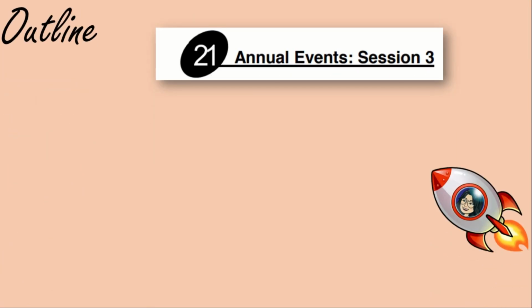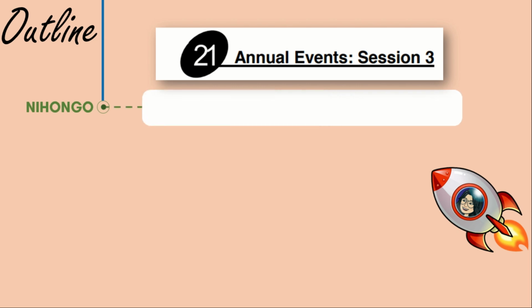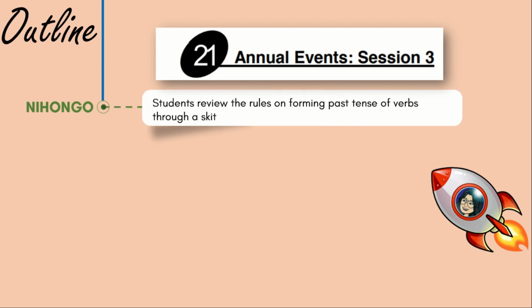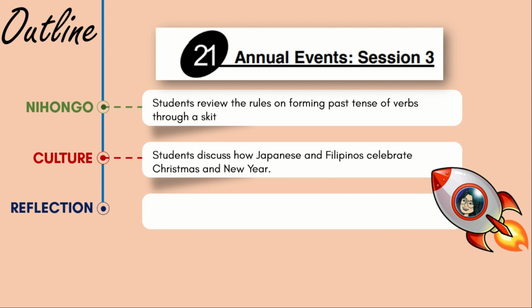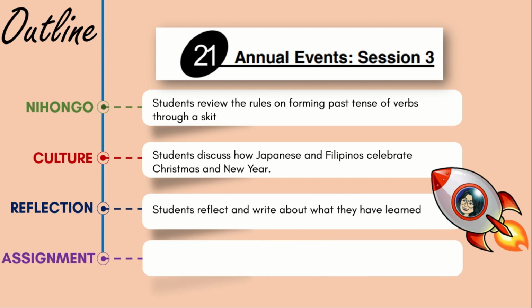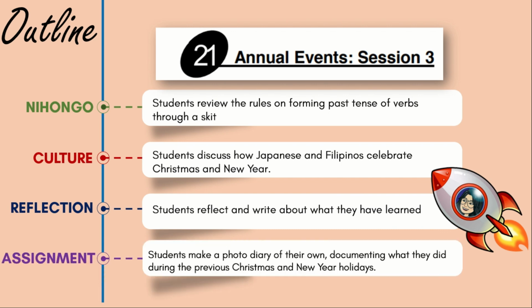The outline of session 3. For the Nihongo part, students review the rules of forming past tense of verbs through a skit. Culture, students discuss how Japanese and Filipinos celebrate Christmas and New Year. And we also have the reflection. And an assignment is given at the end of the session.